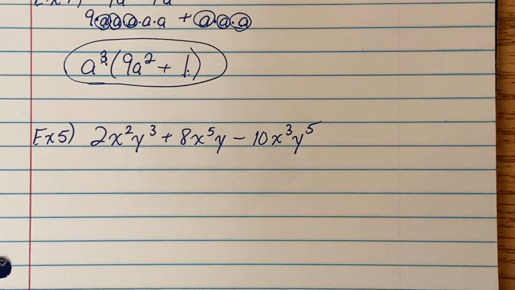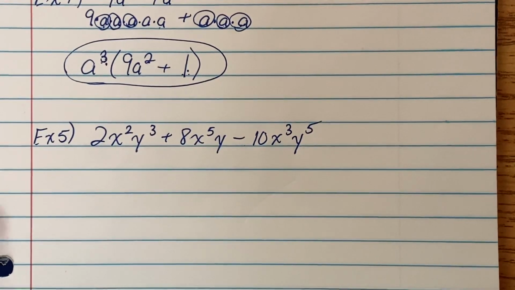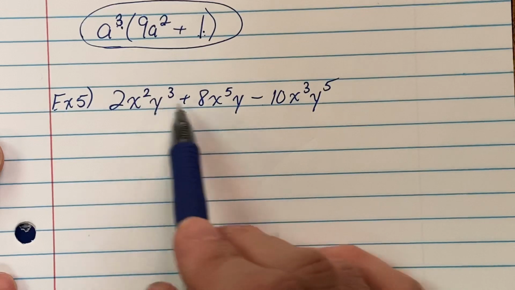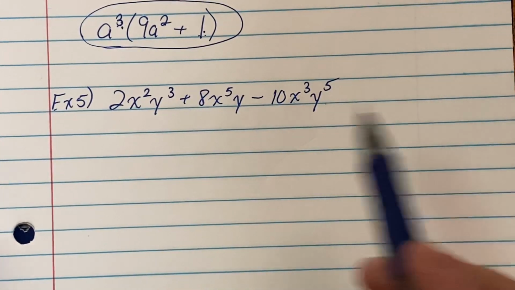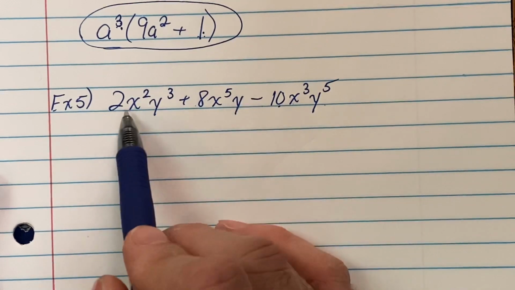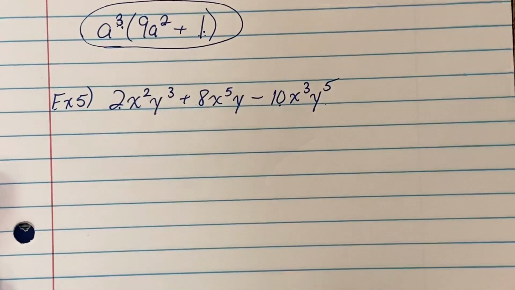Oh, wow, Mr. Fortune. All right, pay attention, follow along. We notice that all the variables are the same. So we have x, y, x, y, x, y. We notice that all the coefficients are divisible by 2, or all the coefficients have a factor of 2.